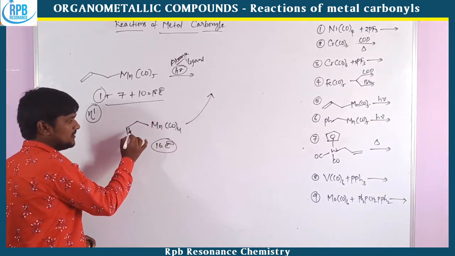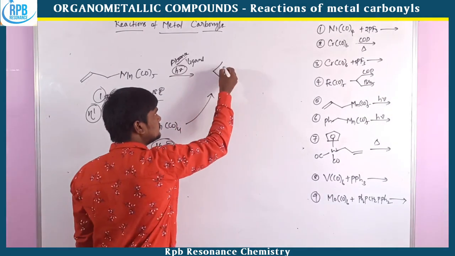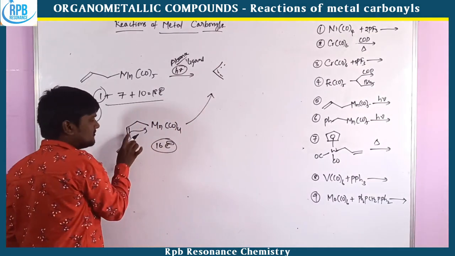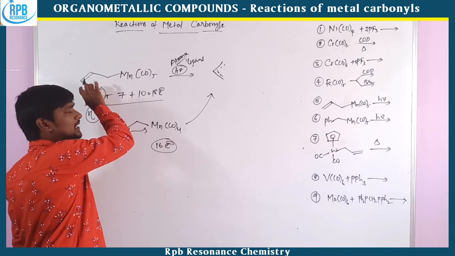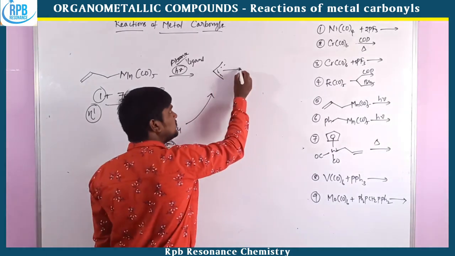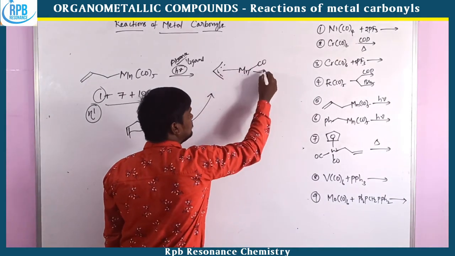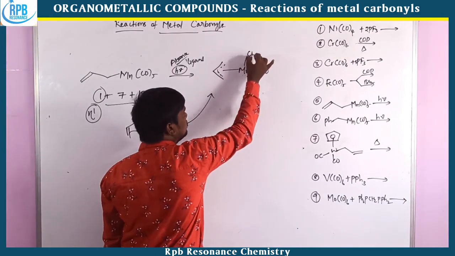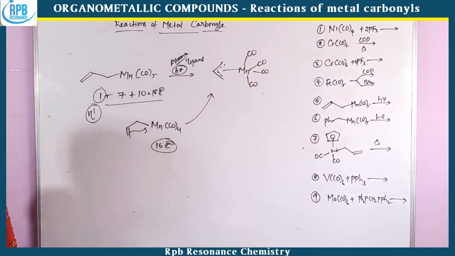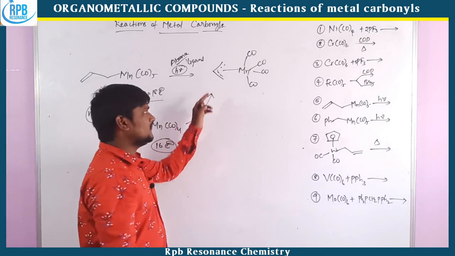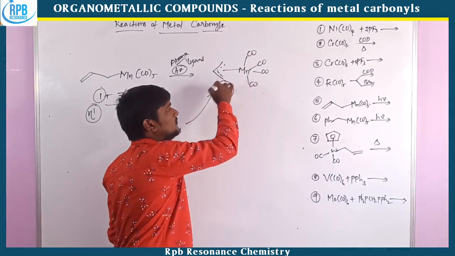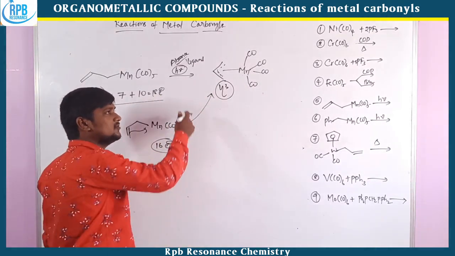Now eta 1 becomes eta 3. Here, the donation of the two pair of electrons from the allylic alkene produces this kind of system, Mn(CO)4 times. Now here eta 1 becomes eta 3. Just calculate the total number of electrons.